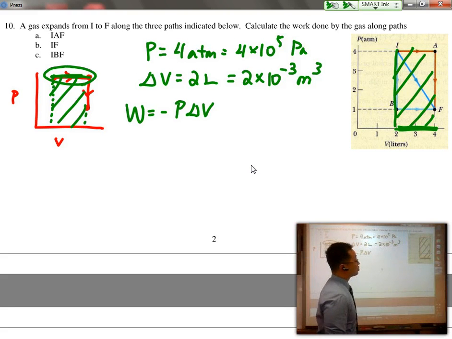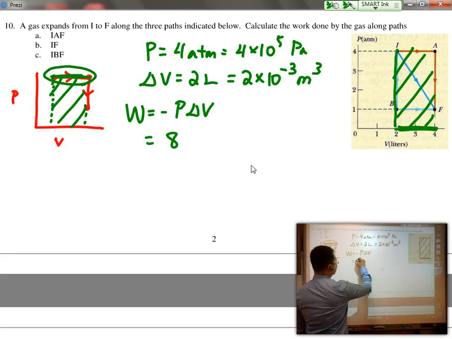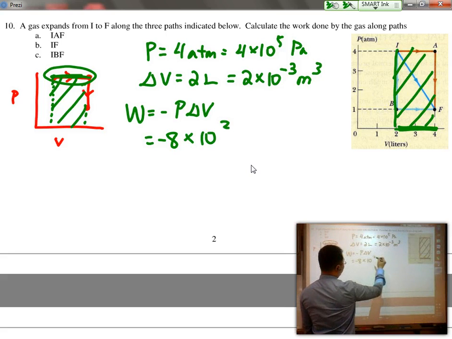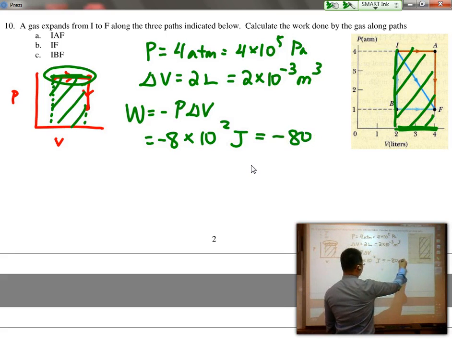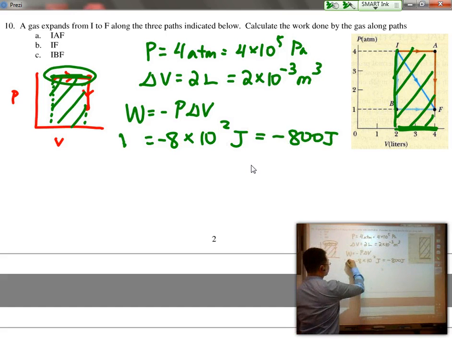Or I could simply solve for the area of the rectangle. 4 times 2 is 8. So in this case, you end up with negative 8 times 10 to the squared power, and that's joules, or in other words, negative 800 joules. And that's the work for IAF.